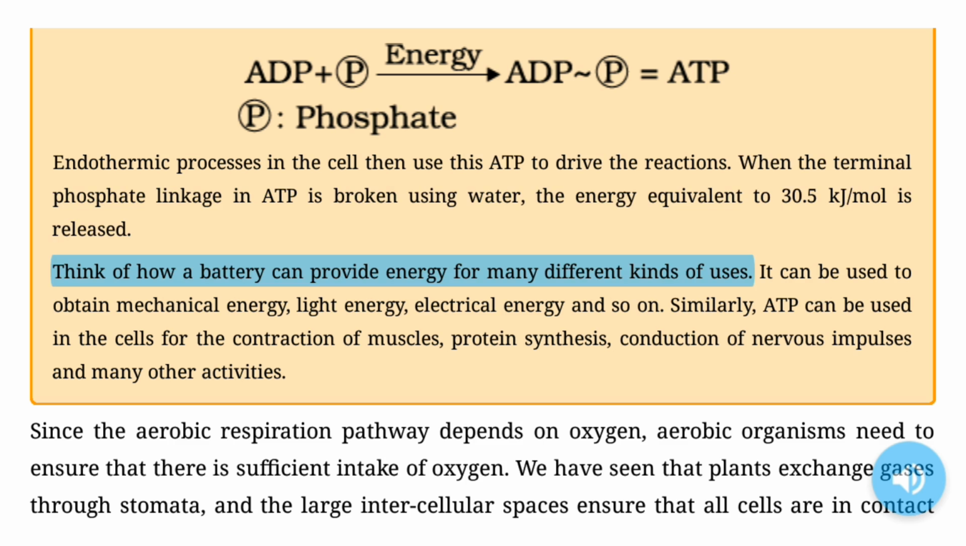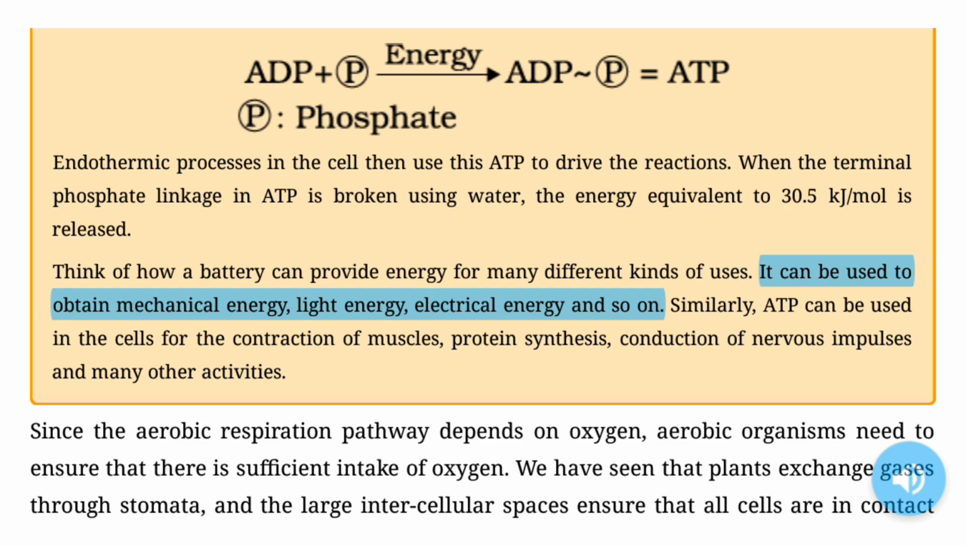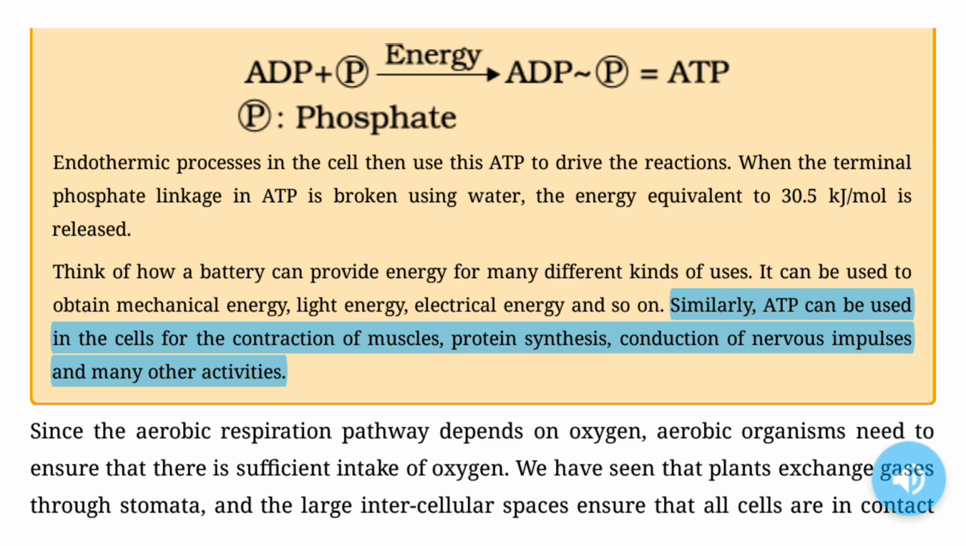Think of how a battery can provide energy for many different kinds of uses. It can be used to obtain mechanical energy, light energy, electrical energy, and so on. Similarly, ATP can be used in the cells for the contraction of muscles, protein synthesis, conduction of nervous impulses and many other activities.